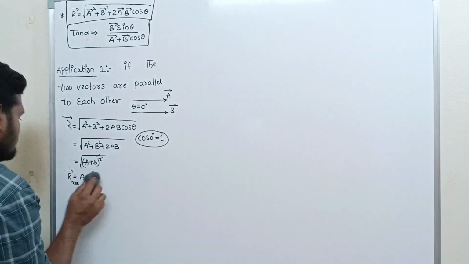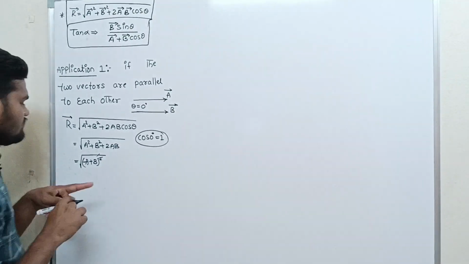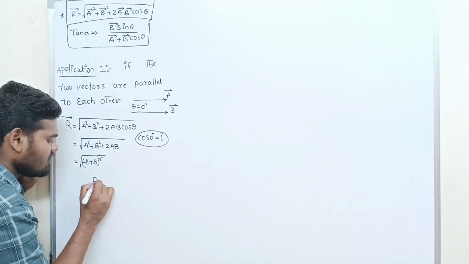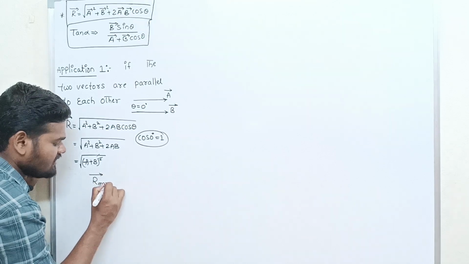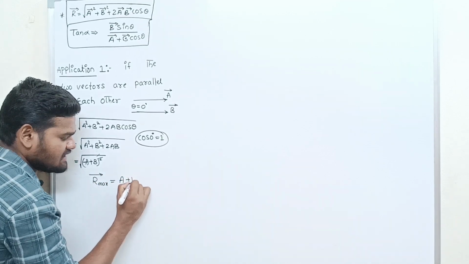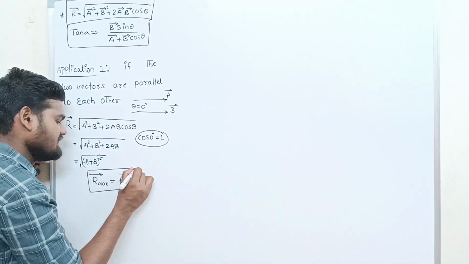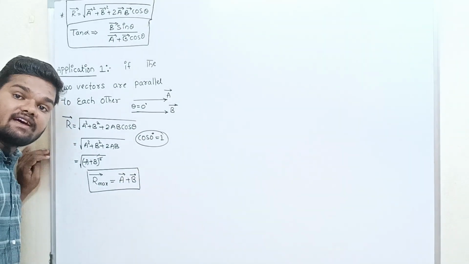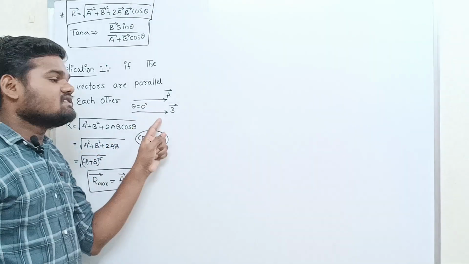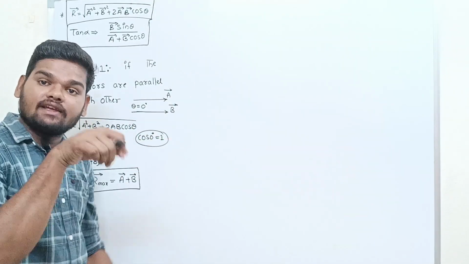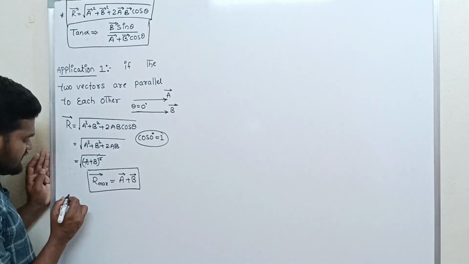This a plus b is called the maximum resultant between the two vectors. This is called R maximum. The resultant of the two vectors is maximum when the two vectors are parallel to each other. Right. Application number 2.